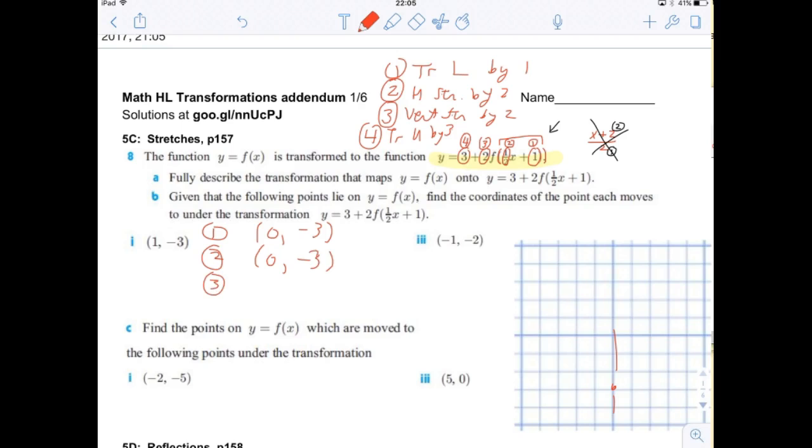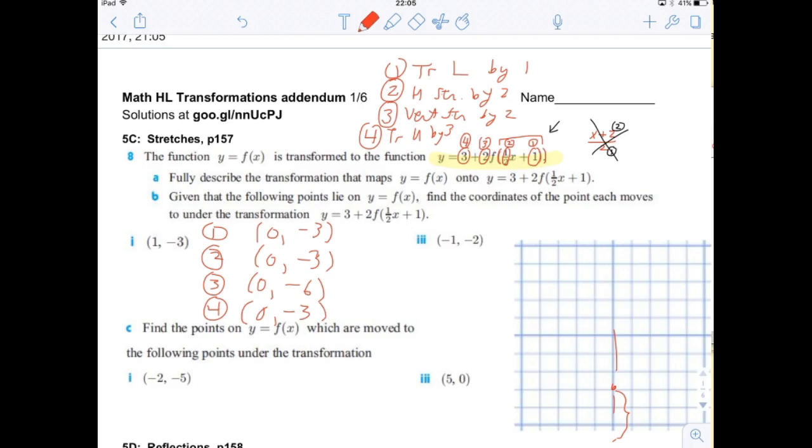Number 3, vertical stretch by 2. Now the vertical coordinate is going to change. So negative 3 is going to get 2 times farther from the x-axis because it's a vertical stretch, and it will go from negative 3 to negative 6, right? Last of all, we are going to do a translation up by 3. So 0, negative 6 is going to become 0, negative 3.